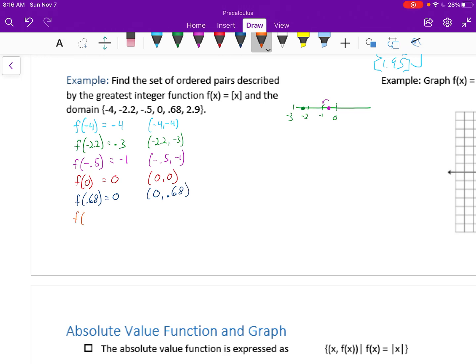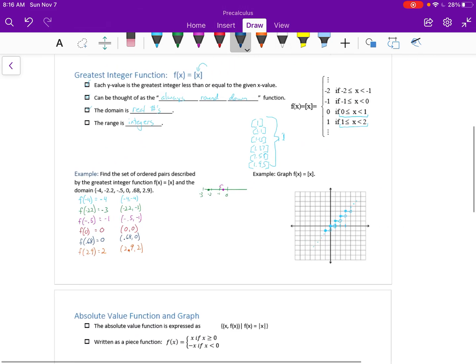And the last one, f of 2.9, even though it's really close to 3, we still round down. And so we have the 0.2, 2.9, 2. What was I doing up here? This one before, I switched those. The x value was 0.68, and the y value is 0. There we go. So there is the set of ordered pairs.